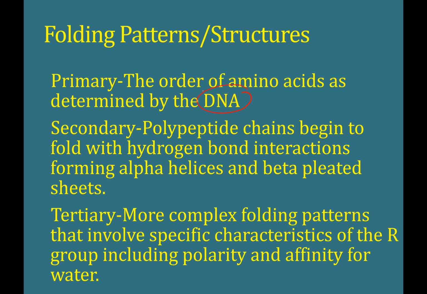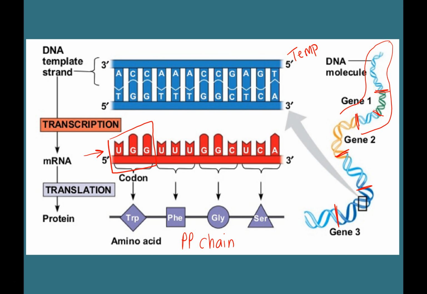So if you look at what we just did, that's exactly what you first produced. This is known as the primary structure. And once again, the primary structure is very simply the order of the amino acids, which you get from the DNA.